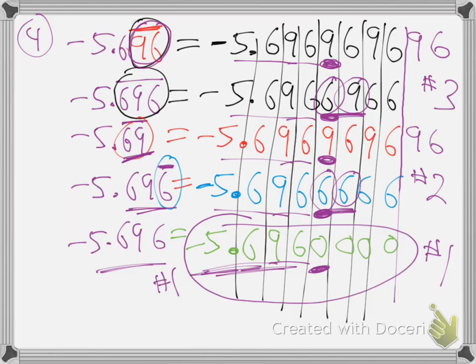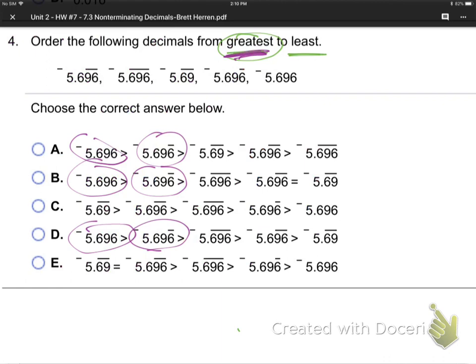Who comes next? Number 3. It's this guy with the bar in the 6, 9, 6. The bar in all 3. No, not him. Yeah, him and him. So B and D are still in the running, huh? Now, the other 2 can be in either order.